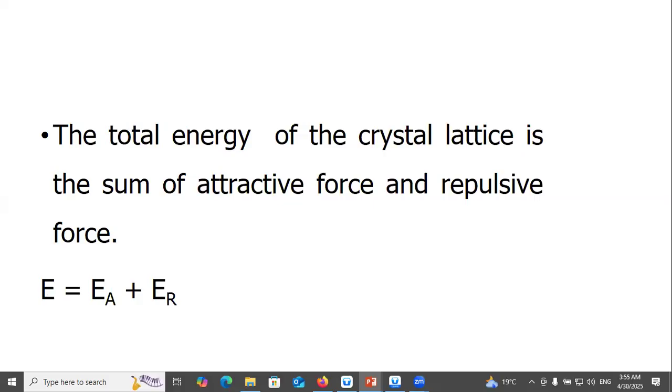The total energy of the crystal lattice is the sum of the attractive energy and repulsive energy, equal to EA plus ER.